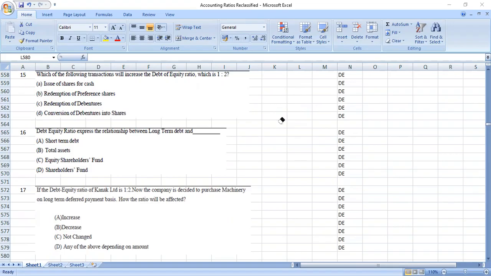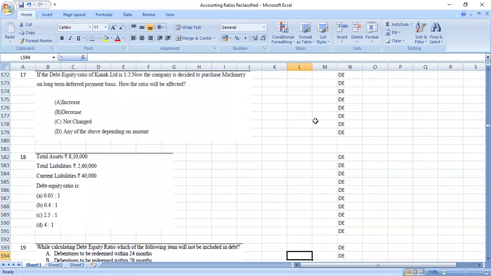All right, 16th question. Debt equity ratio expresses the relationship between long-term debt and equity shareholders' fund. Not equity shareholders' fund, entire shareholders' funds. Equity, preference share capital, everything. Reserves and surplus, everything. Okay. All right, children.